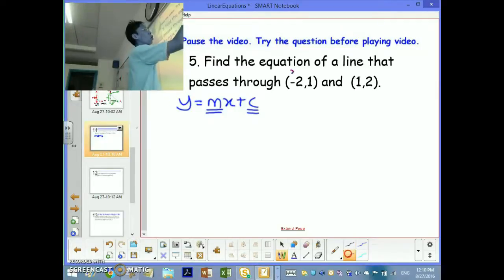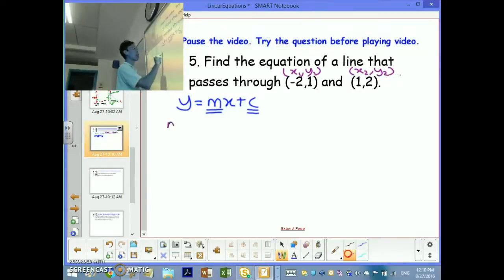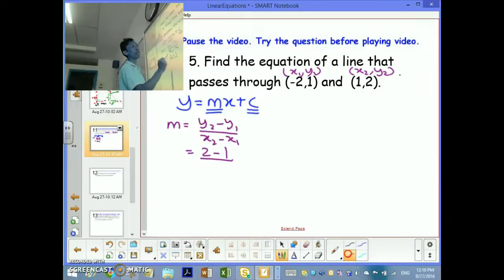For example, here, you can call this x1, y1, and then this is x2, y2. And then we can calculate the gradient by using m is equal to y2 minus y1 over x2 minus x1. So using this, y2 is 2, y1 is 1, x2 is 1, and x1 is negative 2. Therefore, this is 1 over 3. So my m is 1 over 3.